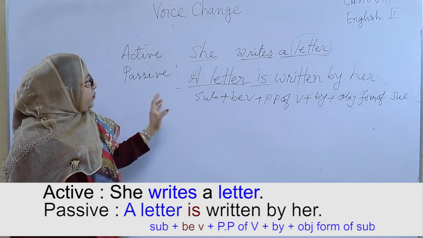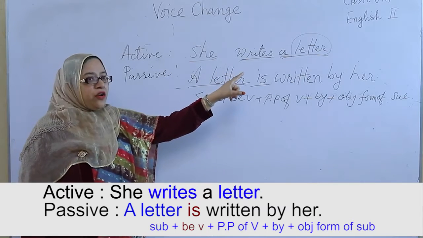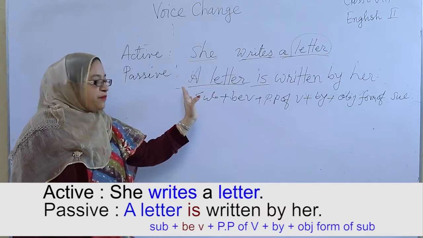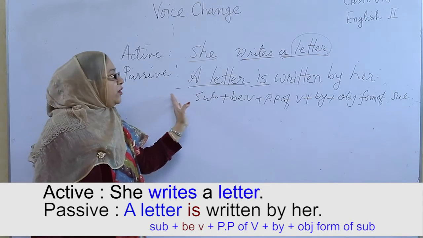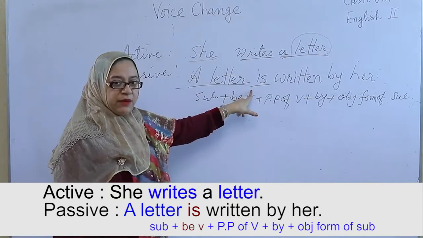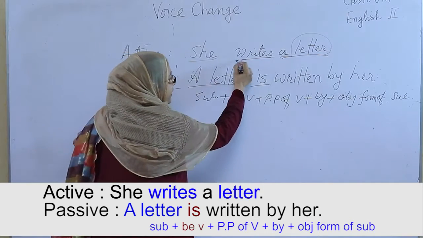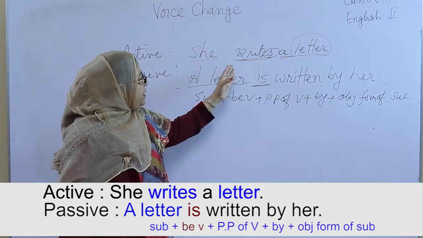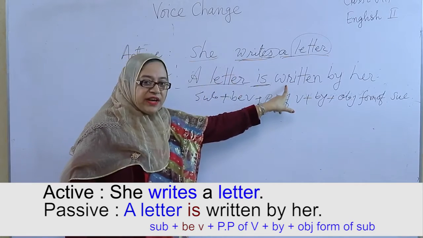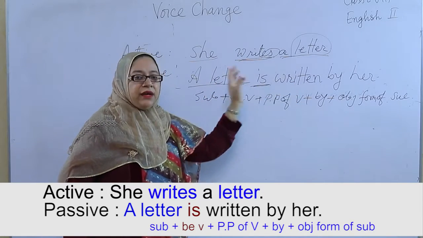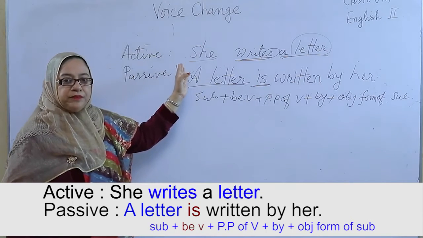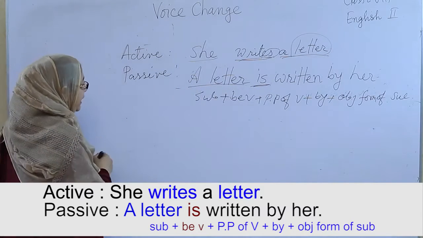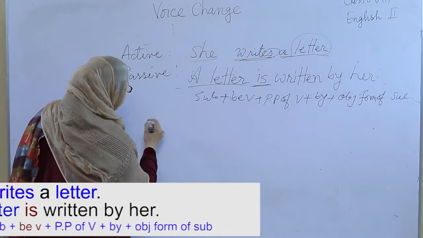So we see that the object of the first sentence, a letter, becomes the subject of this sentence, and then I use the be verb is because it is present tense. I use the be verb, and then the past participle form of write, written, plus by, and then the objective form of the subject, her. So look, again I write another sentence.